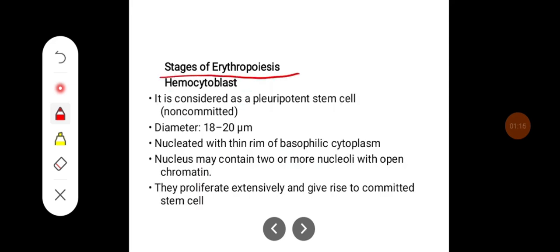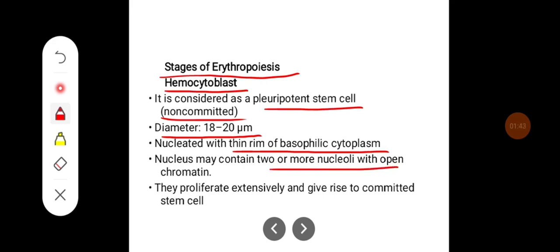Different stages of erythropoiesis. Erythropoiesis, that is, generation of the red blood cells, mainly occurs from the hemocytoblast. It is considered a pluripotent stem cell and it is non-committed, and the diameter of the hemocytoblast is around 18 to 20 microns. It is nucleated with a thin rim of basophilic cytoplasm. The nucleus may contain 2 or more nucleoli with open chromatin. They proliferate extensively and give rise to committed stem cells.